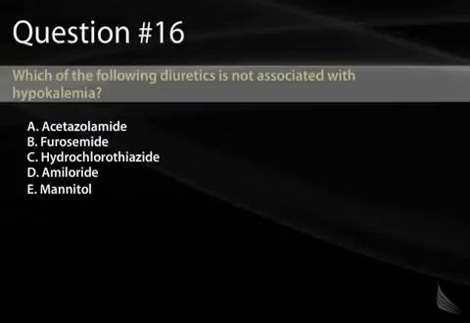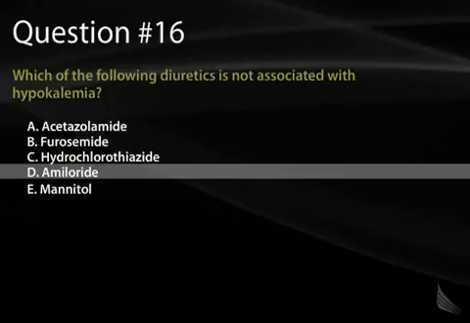Which of the following diuretics is not associated with hypokalemia? A. Acetazolamide, B. Furosemide, C. Hydrochlorothiazide, D. Amiloride, or E. Mannitol. The answer, of course, is D. Amiloride.